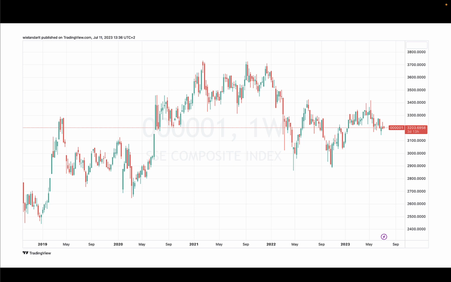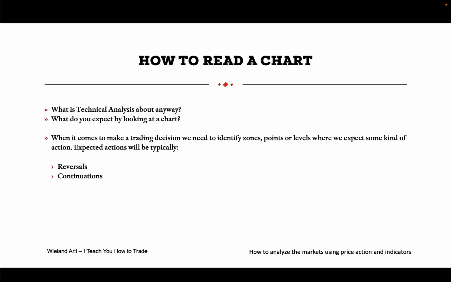But the question comes to mind, what technical analysis is about anyway? So why should we use technical analysis at all? Of course, we need to identify some zones where we can expect some kind of action, right? Why do we want to do this? Because if we have these zones or areas or levels where we can see some action, these are the areas where we can enter or exit a market. Right? This is where we open or close a trade.